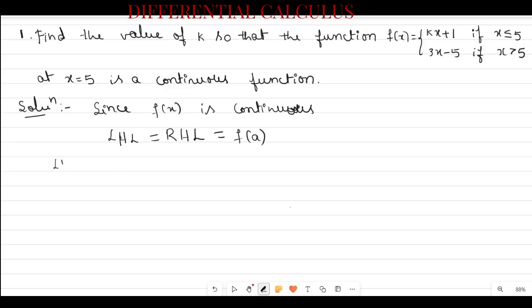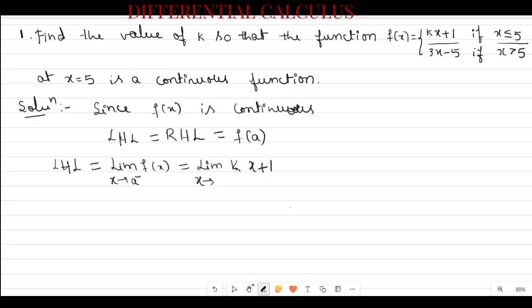How to find out the left hand limit? LHL is equal to limit of the function f of x as x tends to a minus. Whenever you write minus, it always represents the left hand limit. So let us see, limit x tends to a minus. Here we write the function which has the lesser symbol. Here we are having the lesser symbol. That corresponding function only we must consider to find the left hand limit.